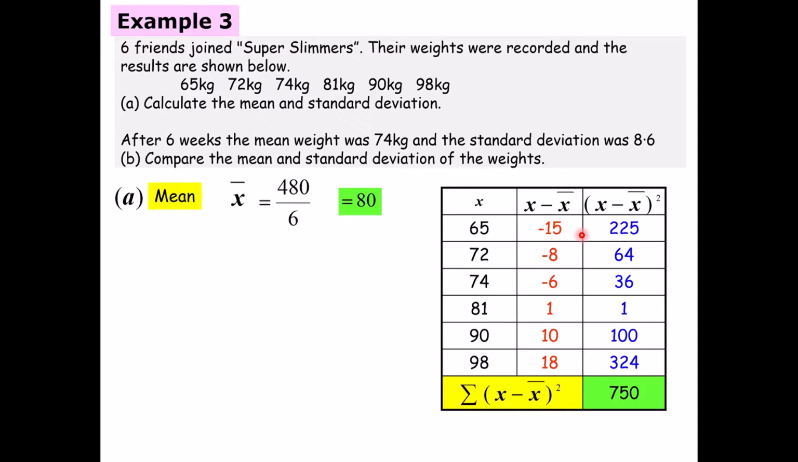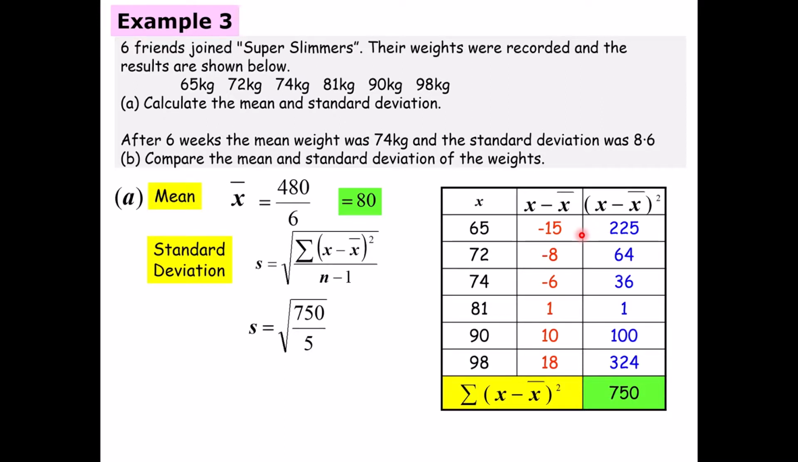Once we've filled in that column, we can calculate our standard deviation, and n is 6, so n take away 1 gives us 5, which gives us 12.25. So that's us done part A. We've found our mean and we've also found our standard deviation.